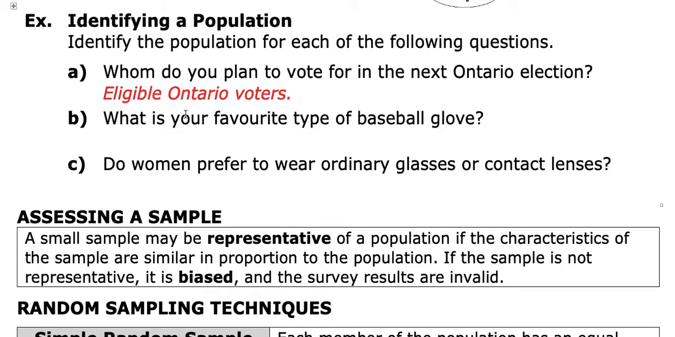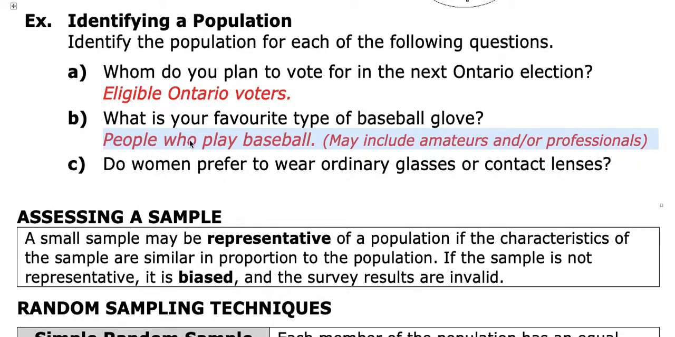What is your favorite type of baseball glove? So for this population, we wouldn't just be asking anyone, because not everyone knows their favorite type of baseball glove. I know Rawlings, maybe Spalding, but people who play baseball is a better indication that those people are who would be the target group or who's of interest. Now, it also mentions that whether we're talking about amateurs, so the common person who's purchasing from a store, or professionals, that matters depending on what you're trying to get out of the study.